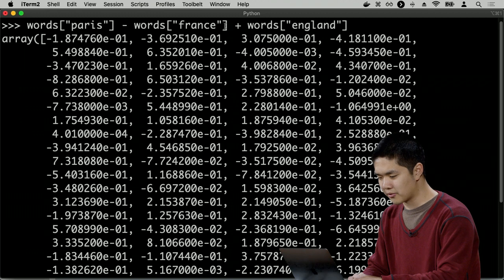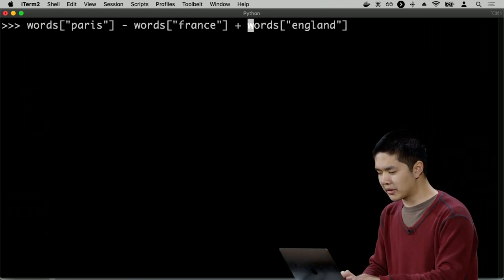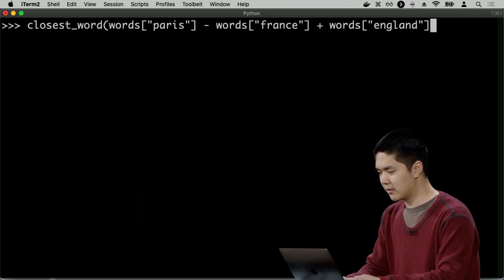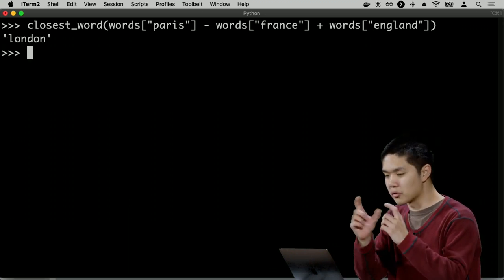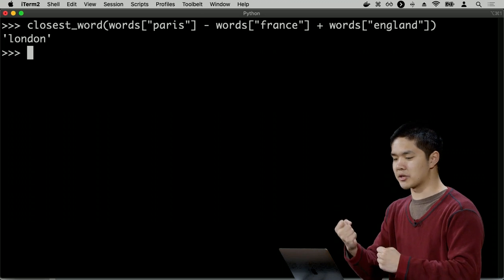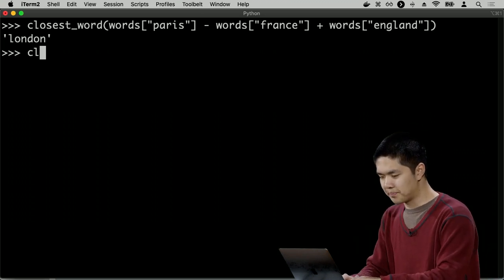So the distance between France and Paris as vectors, add the England vector. And let's go ahead and find the closest word to that. And it turns out to be London. You take the relationship between France and Paris, add the England vector to it, and the closest vector to that happens to be the vector for the word London. We can do more examples.